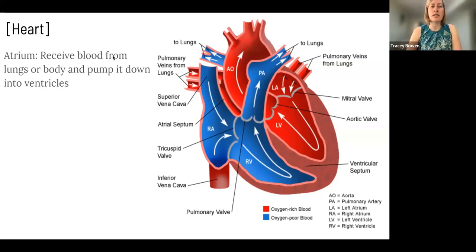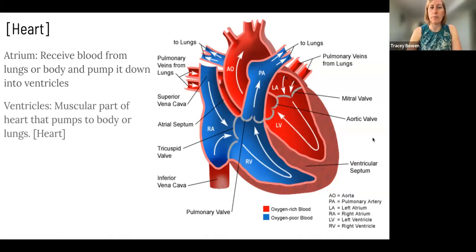And the atria receive blood from the lungs or from the body, and they pump it down into these big muscular areas called the ventricles. And the ventricles are responsible for pumping blood out to the body or to the lungs. If it's going out to the lungs, it goes through the pulmonary artery. If it's going out to the body, it goes out through the aorta.